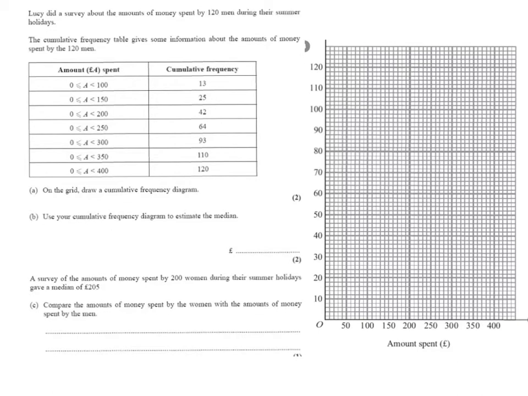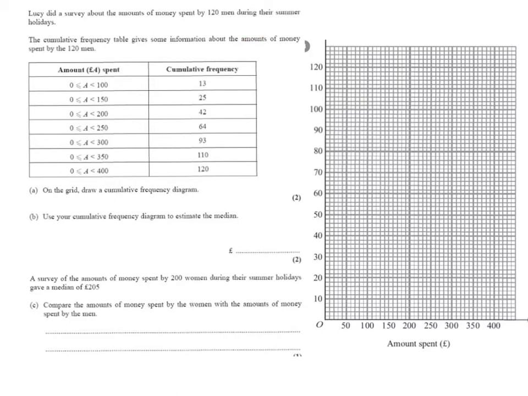So in this question, Lucy did a survey about the amounts spent by 120 men. Notice it's 120 men during their summer holidays. We've put it into a cumulative frequency table. That's a topic you should know about. And again, it's about the money spent by the 120 men.